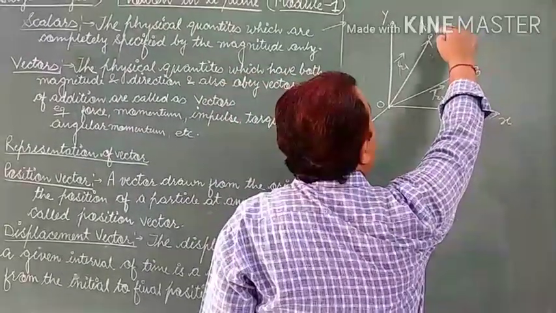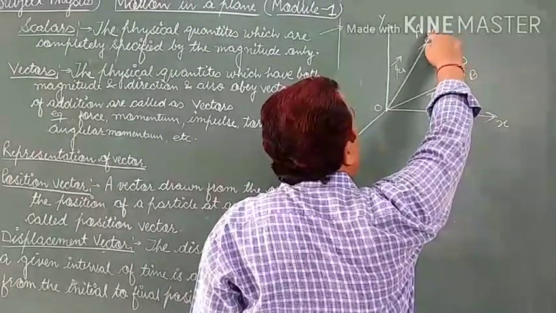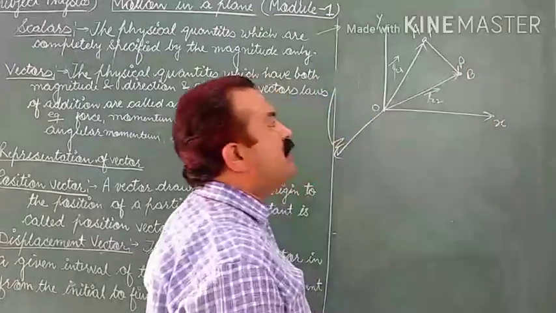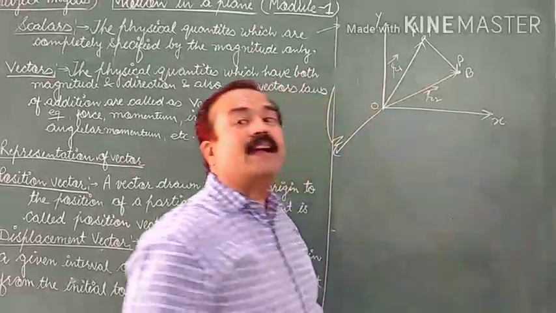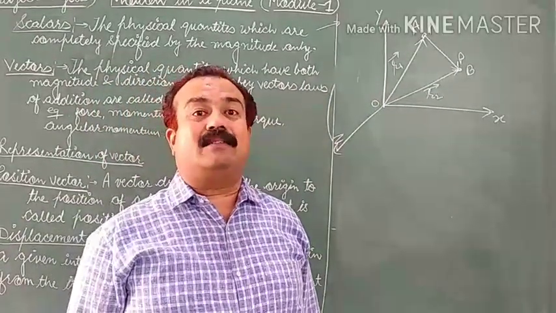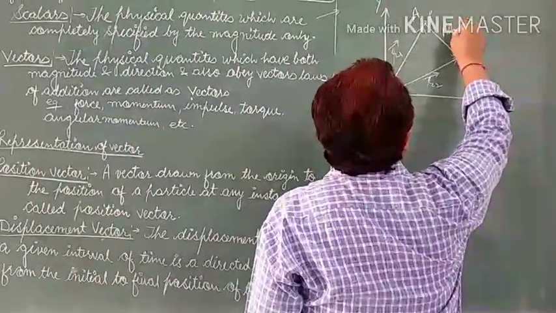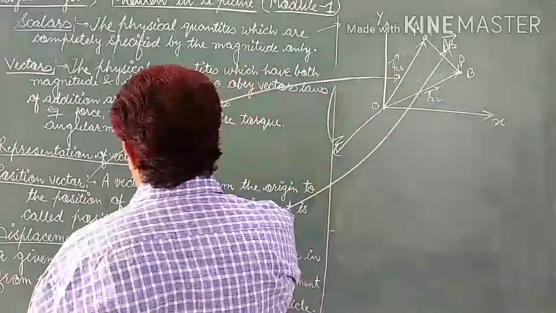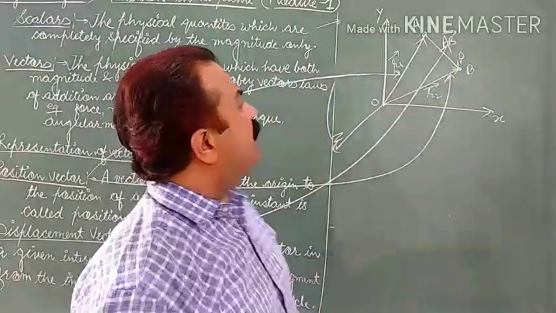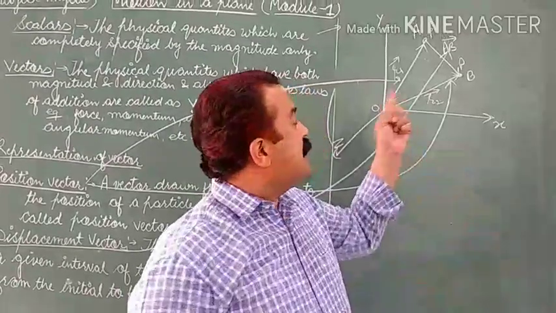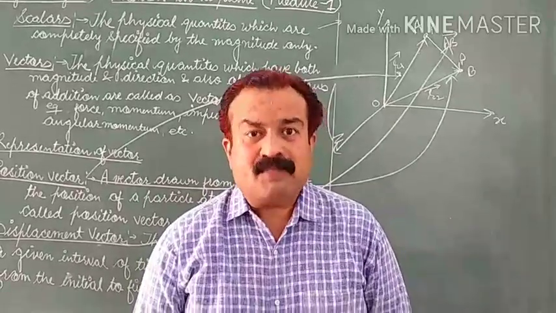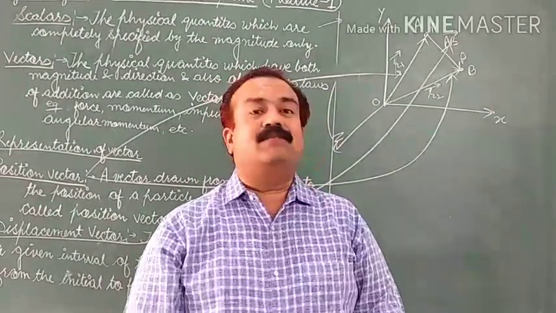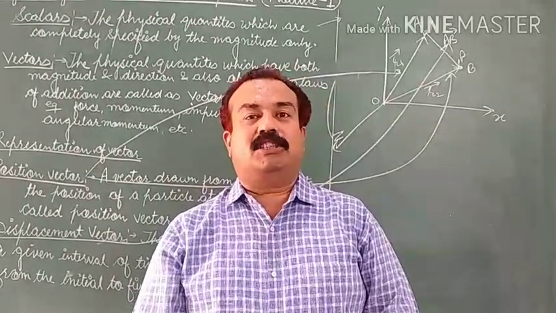Initially the particle was at position A, and because it was in motion, it comes up to position B. So now this arrow, with magnitude and direction, is representing the displacement vector. So here it is the AB vector. Displacement vector is AB, position vector is R1 and position vector is R2. So these are the position vectors, R1 and R2, and the AB vector is representing the displacement vector. R1 and R2 are showing the exact position of the particle here.